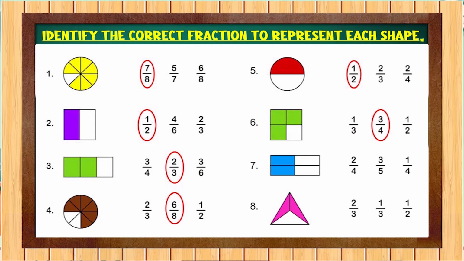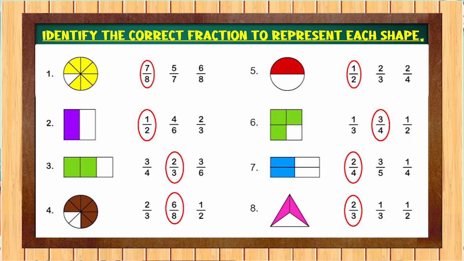Number 7, there's a rectangle. The rectangle is also divided into 4 equal parts and 2 out of those 4 parts are shaded. Therefore, the fraction to represent that shape would be 2/4 or 1/2. The last one, we have a triangle, and the triangle is divided into three equal parts, and two out of those three parts are shaded. The fraction to represent that shape would be 2/3.